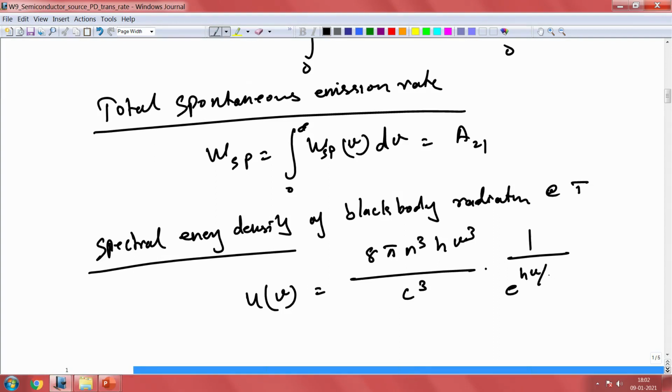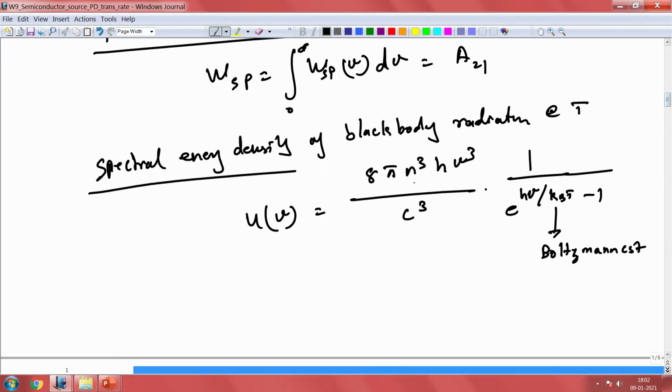The term h nu over kBT, minus 1. So, here kB is your Boltzmann constant. The rest of the things are straightforward here, where n is the refractive index, c is the speed of light, and nu is the frequency that you have. Your kBT here at room temperature, 300 Kelvin, is about 26 milli electron volts that you could use in here. So, based on this we could clearly see what are all the different contributing factors here.